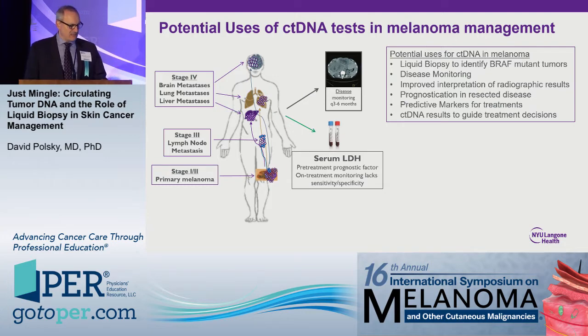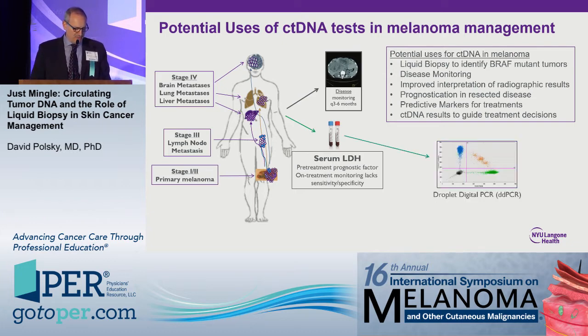Prognostication in resected disease. When you resect a metastatic disease, can we figure out who's been cured by that, or who has minimal residual disease not yet detectable, and make a prediction? As well, prediction of treatment effects, and we'll go into that a little bit. And then finally, where are we with using ctDNA to guide treatment decisions?